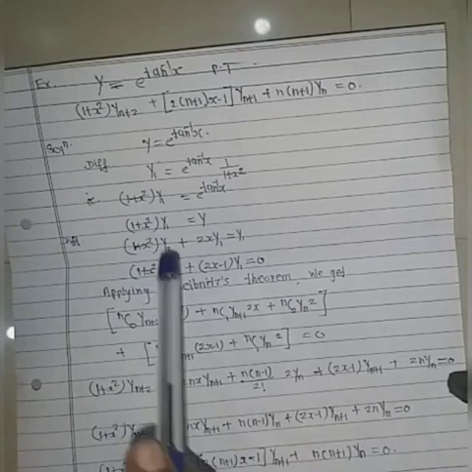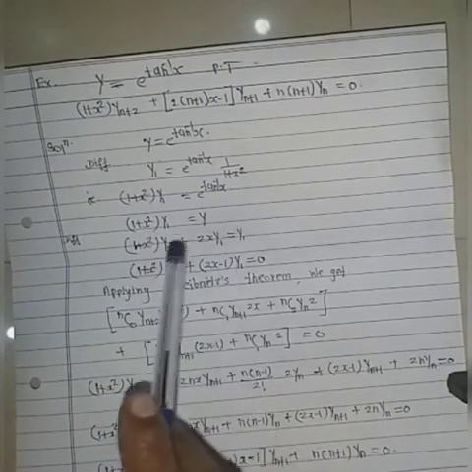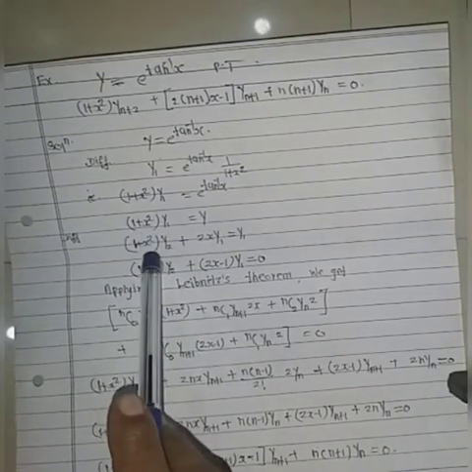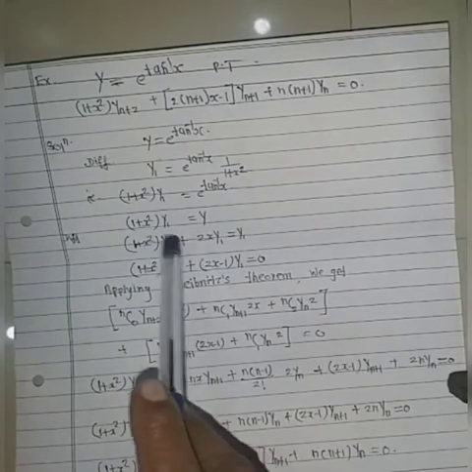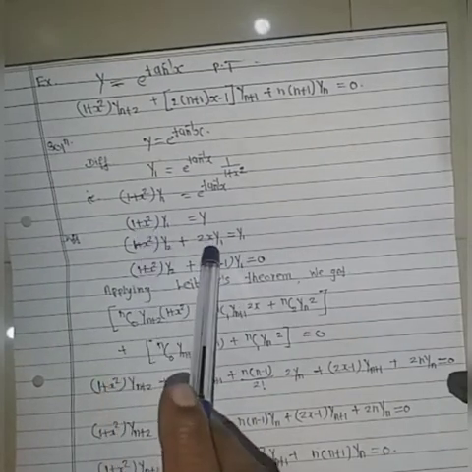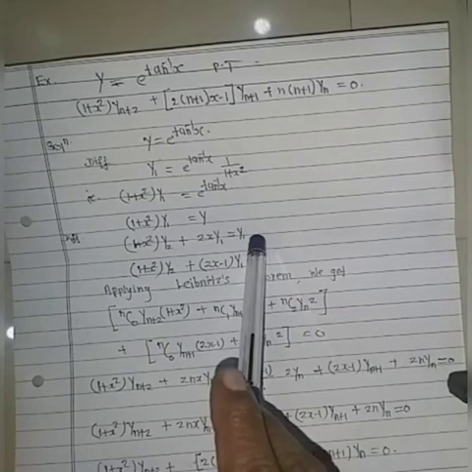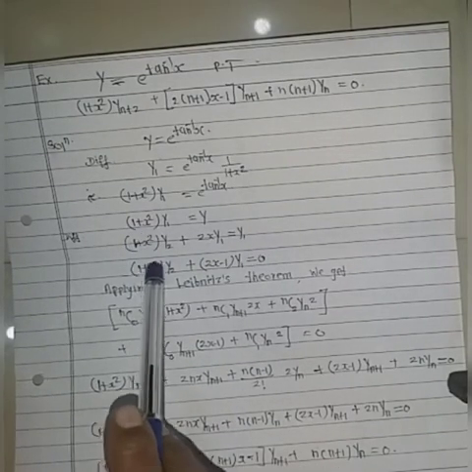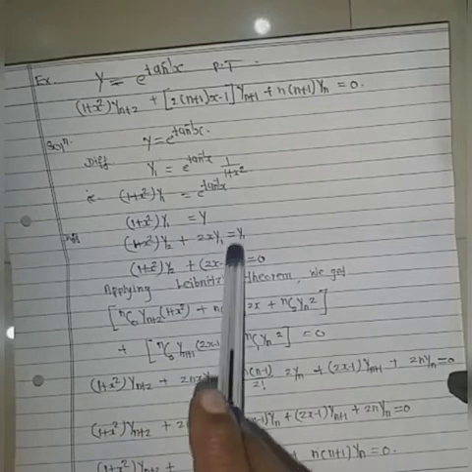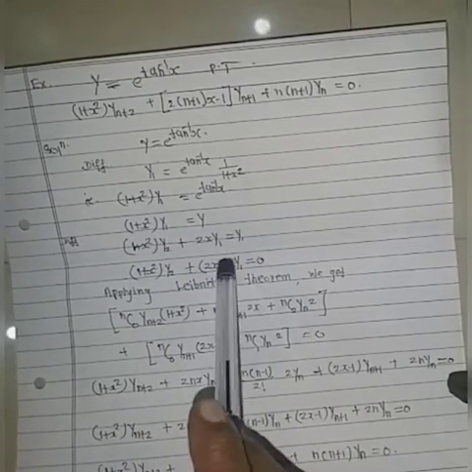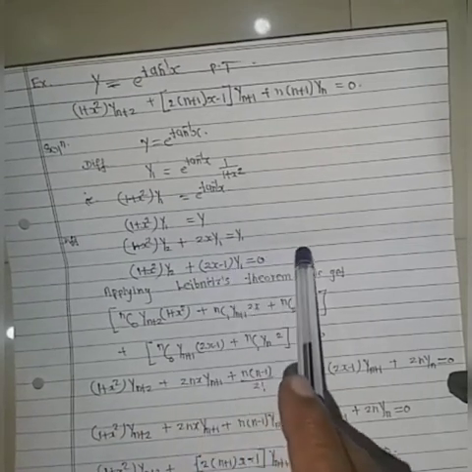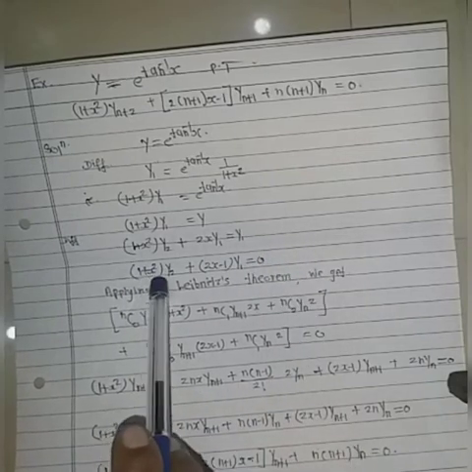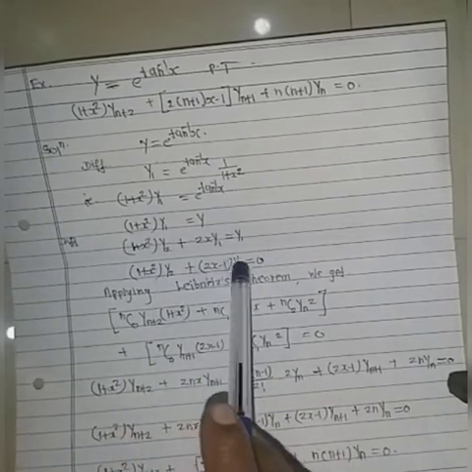Now again we differentiate this step. 1 plus x square as it is, the derivative of y1 is y2, plus y1 as it is, the derivative of the bracket is 2x, equal to the derivative of y, which is y1. So that we get (1 plus x square) y2 plus (2x minus 1) into y1 equal to 0. Now here there is a product of two functions.